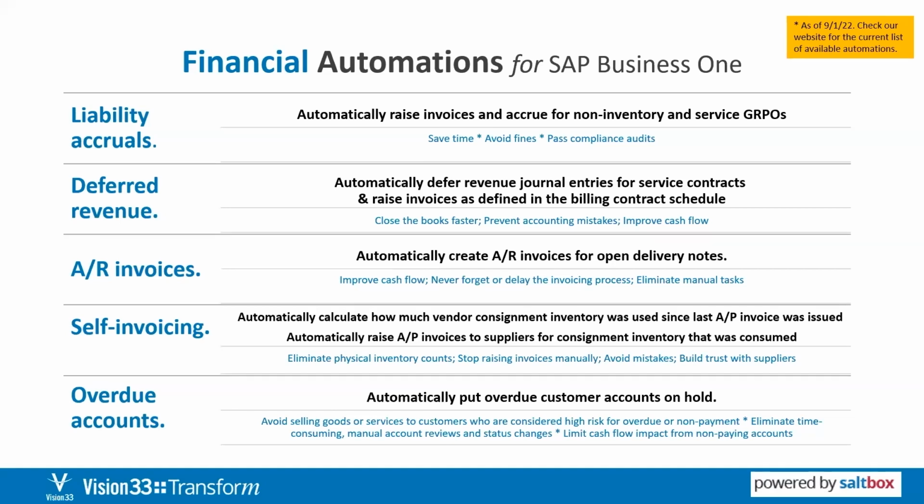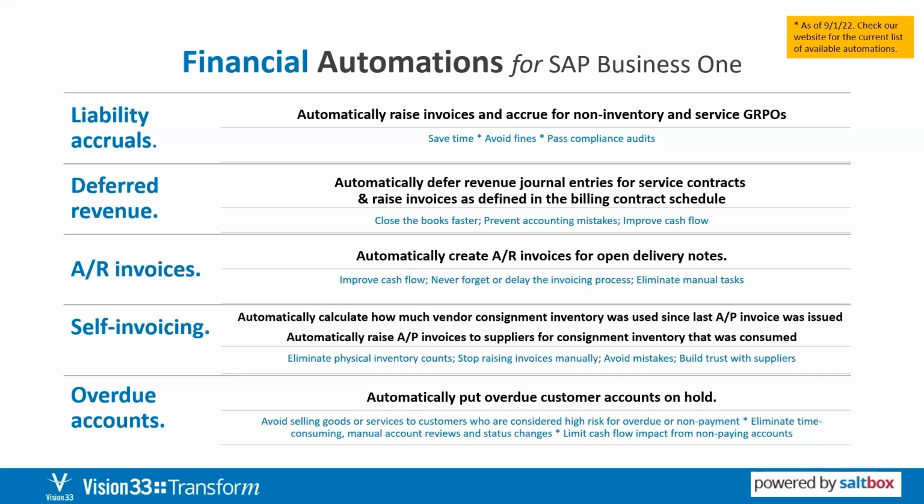And when it's created, it automatically gets an invoice created. Self-invoicing: automatically calculate how much vendor consignment inventory was used since the last AP invoice was issued, and automatically raise AP invoices to suppliers for consignment inventory that was consumed so that you always keep your supplies up to date at a certain quantity. And overdue accounts: the ability to automatically put overdue customer accounts on hold.